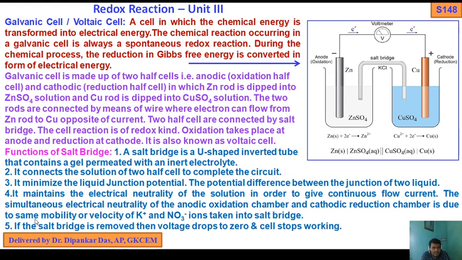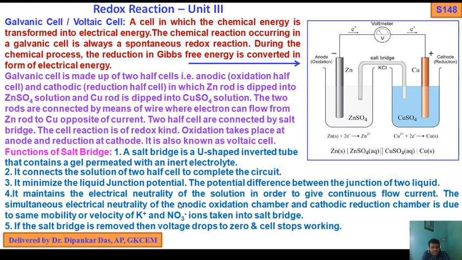The simultaneous electrical neutrality of the anodic oxidation chamber and cathodic reduction chamber is due to the same mobility or velocity of potassium K plus and NO3 minus ions taken into the salt bridge. So it contacts the solutions of the two half cells to complete the circuit. It minimizes the liquid junction potential, the potential difference between the junction of two liquids.